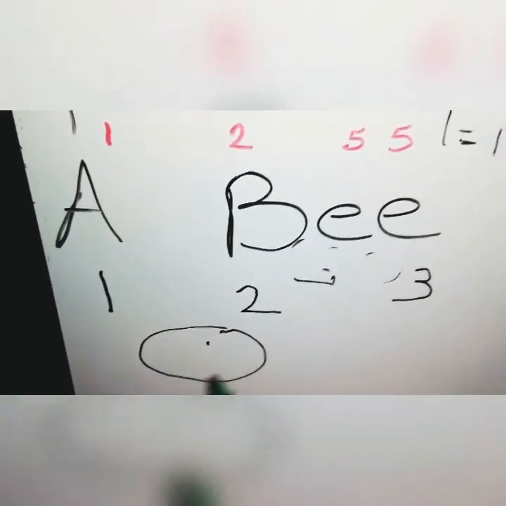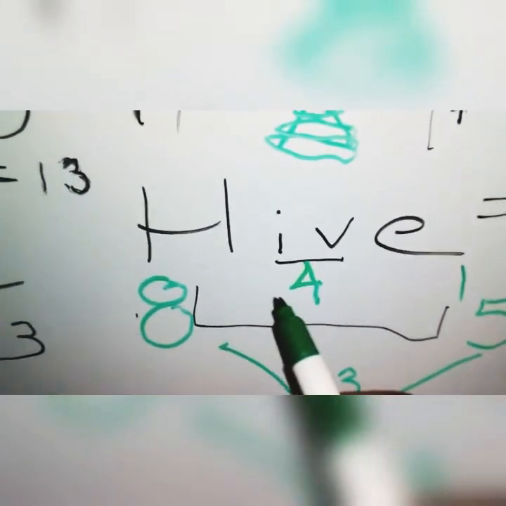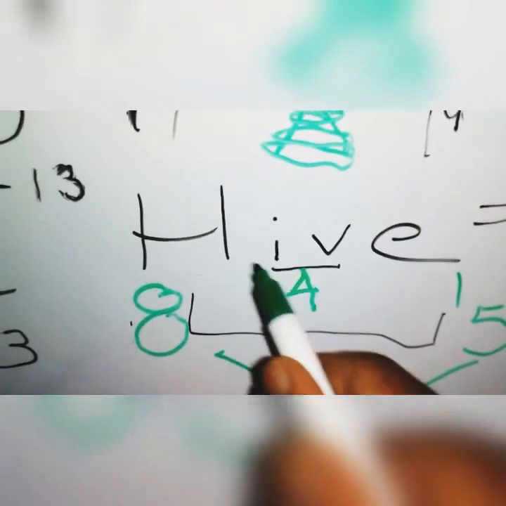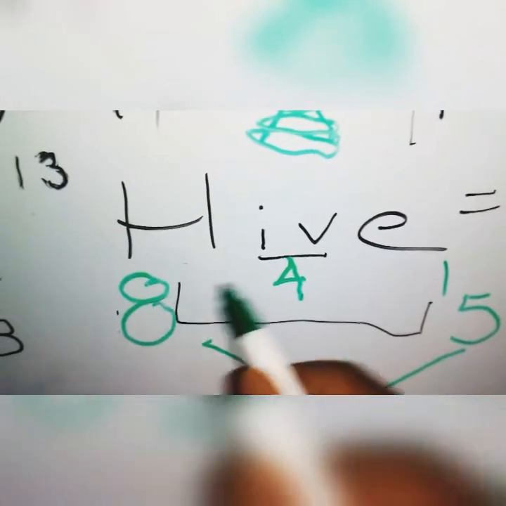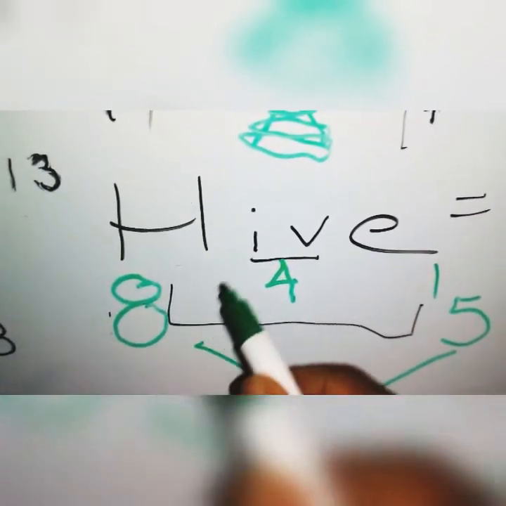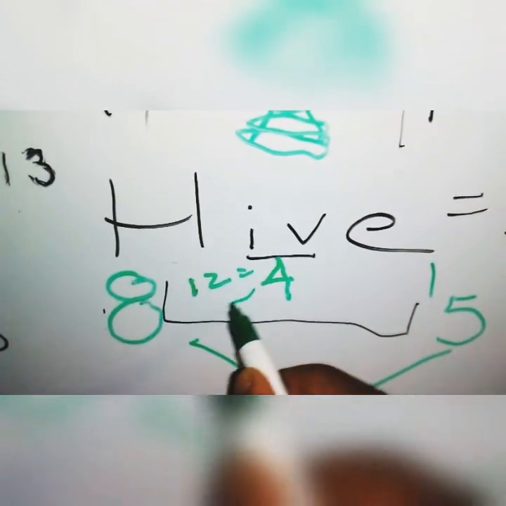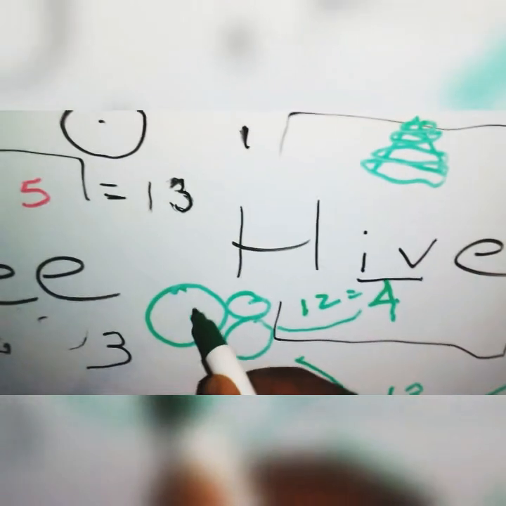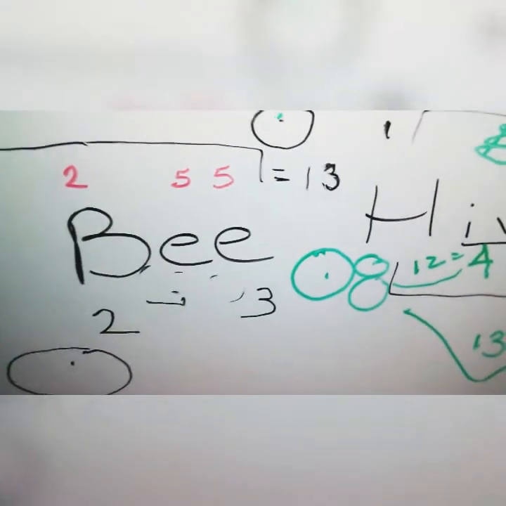1 and 2 circle in a circle, and then we have another circle within itself. So we have H and the I and the V, which form a Roman numeral 4, and A plus 4 is what? 12. They equal 12. So you have 3 circles. 1, 2, and then 3.